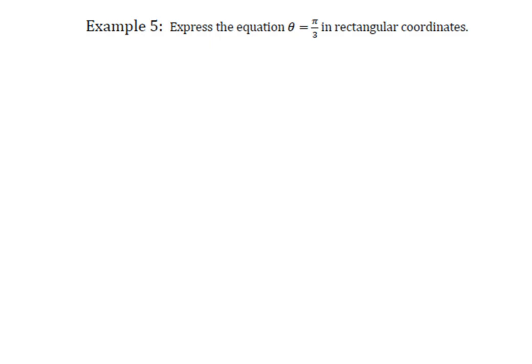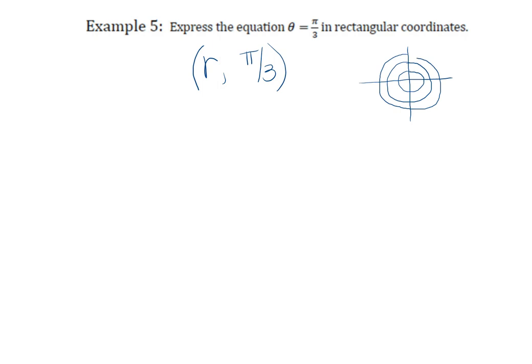First thing I want to do on example 5 is figure out what theta equals pi over 3 looks like when you're graphing it on a polar grid. So picture all the points where, no matter what r is, theta is pi over 3. We can envision this on a polar grid, and mine's just going to be a small polar grid, but you have all the different circles here. Mine are clearly not the best circles, but envision pi over 3.